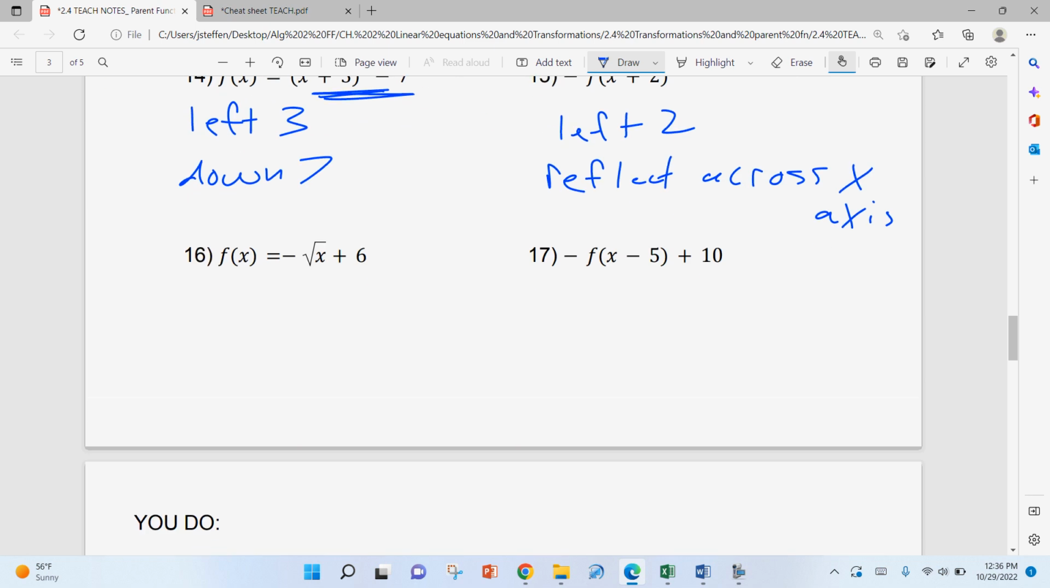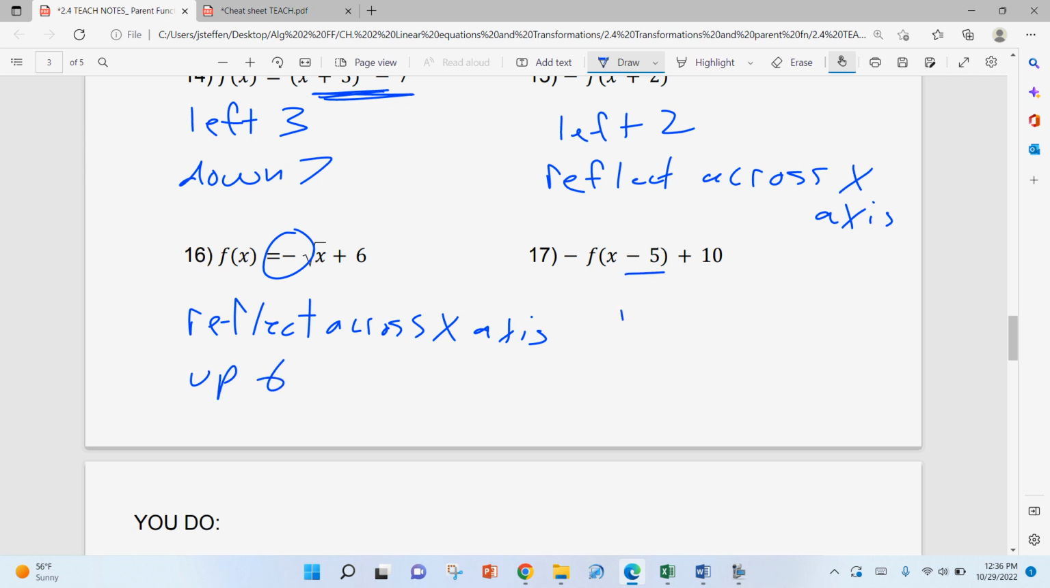The next one, there's nothing inside the square root, so the next thing is out front, so that's reflect across, again, the x-axis, because it's outside, and then you go up 6. Then this one, you go inside first, so that's right 5. Then you go outside, that's another reflect across the x-axis. And then the last thing, 10, is up 10.